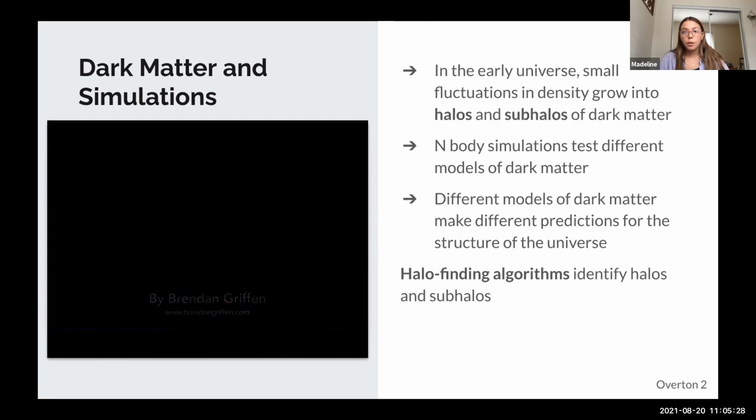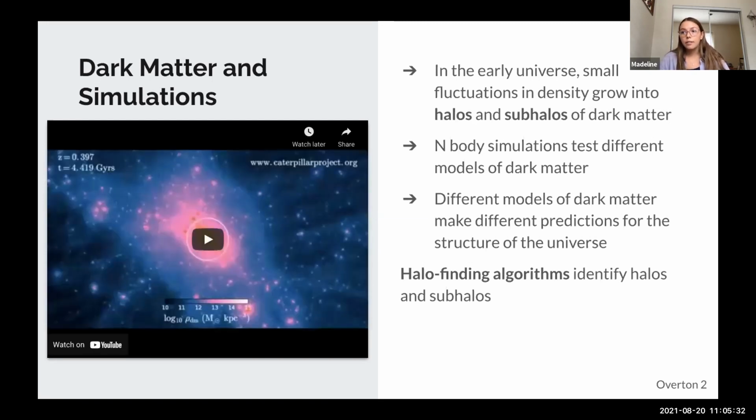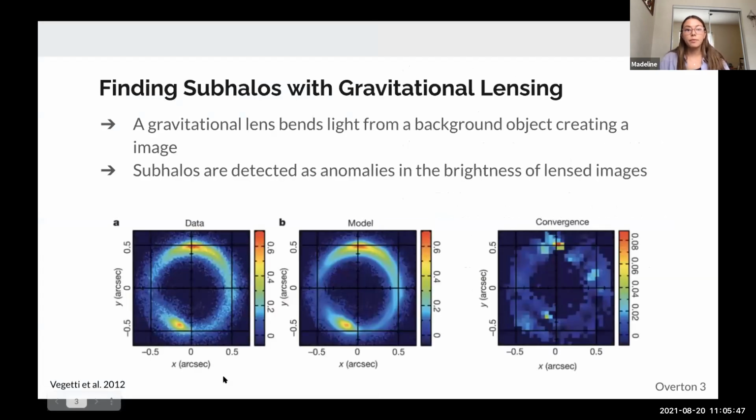Then, once you have your simulation, a tool called a halo finder is often applied to identify halos and subhalos from the output of the simulation. This is an important piece of the puzzle because it can essentially give a measurement of how much substructure is predicted by a given model of dark matter. Halo finders are also critical for comparing simulations to observations.